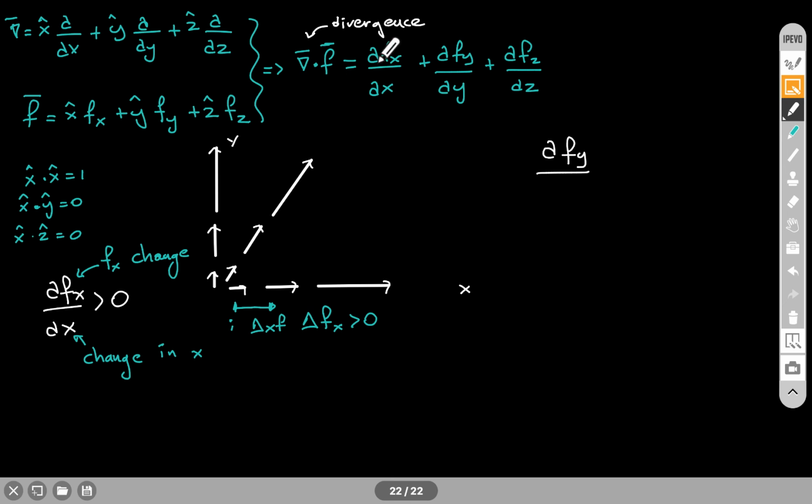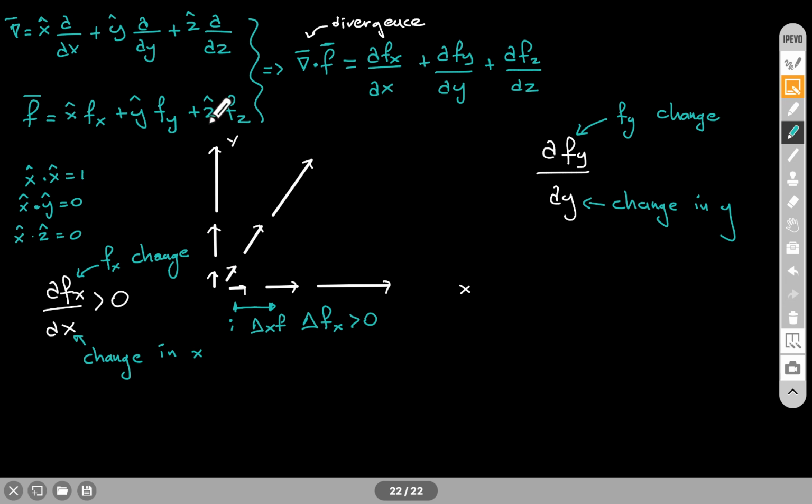Because remember, the divergence is the addition, the sum of those three terms. So what I'm gonna do now, what does this partial derivative tell me? It tells me that I have to think about making a change in y. And then when I make a change in y, I have to evaluate how the y component of my function changes. I need to find the change of the y component of the function.